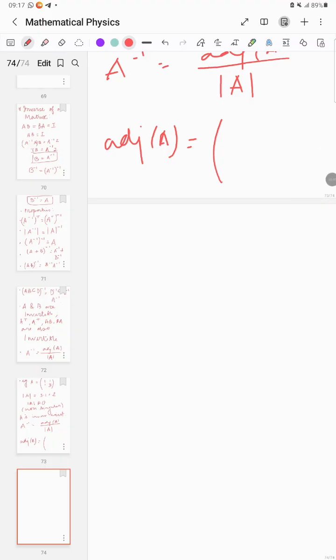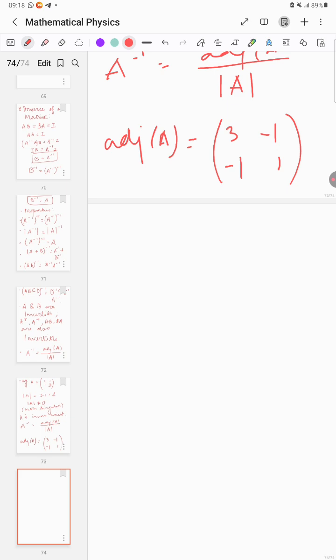Now there is a short trick to find the adjoint of a 2 cross 2 matrix. Although this rule does not apply for a 3 cross 3 matrix, it applies for a 2 cross 2 matrix. What is the short trick? The short trick is to just reverse the diagonal elements. The diagonal elements for this matrix are 1 and 3. So we'll write 3 here and 1 here. So it becomes 3 1, and multiply a minus sign with the non-diagonal elements. This gives us the adjoint.